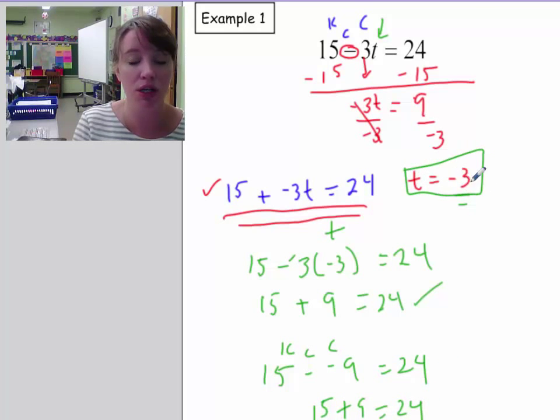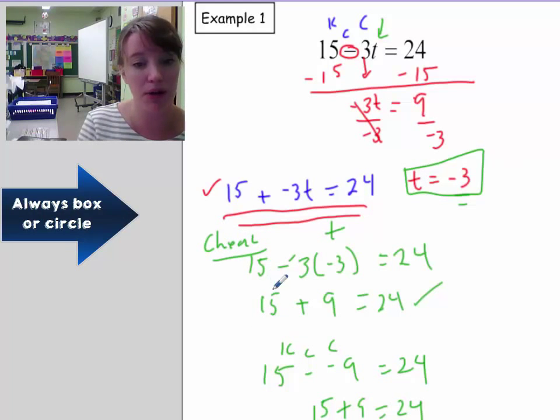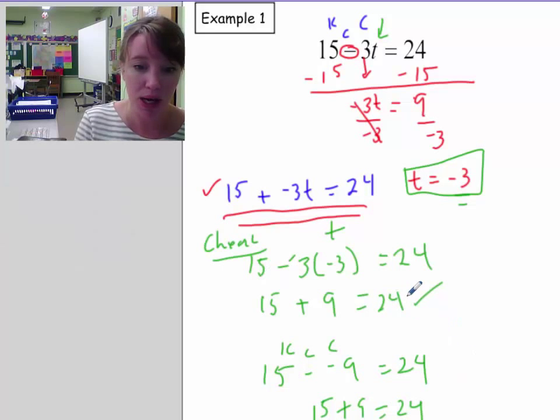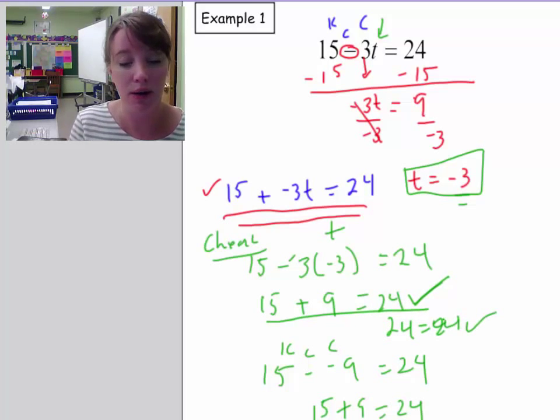When I solve the equation, I want you to put a little box around your solution or a little circle around the solution. And if I ask you to check, always write the word check above it so that I know that you're running it through the equation. And once you know that the left-hand side is equivalent to the right-hand side, you can put a check next to the solution here. Okay.